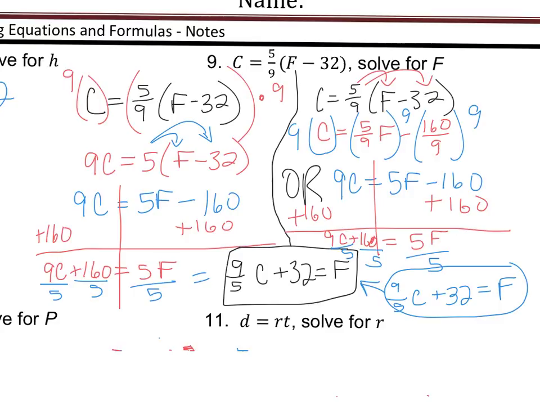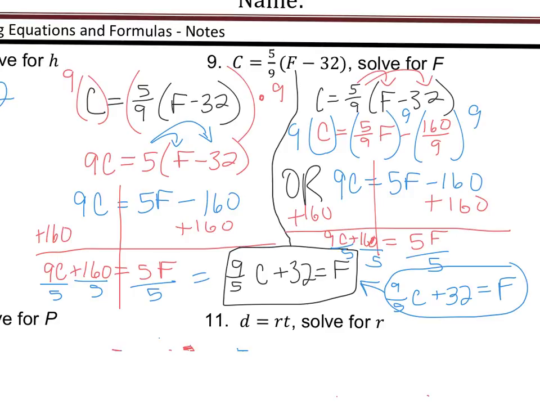And then I did the same thing. I still multiplied all 3 terms by that denominator of 9, and all of a sudden we were back in the same place. And our answer ended up being 9/5 c plus 32 equals f. So either way will get you there, or you may have come up with another way.